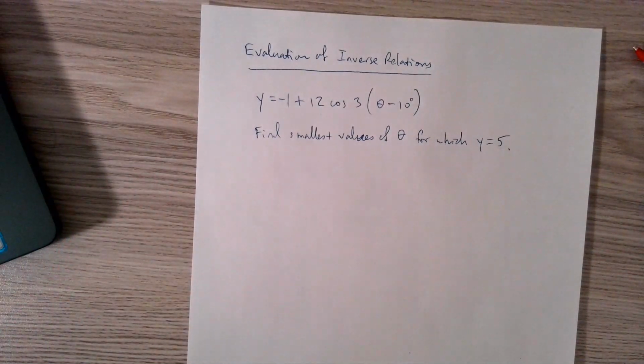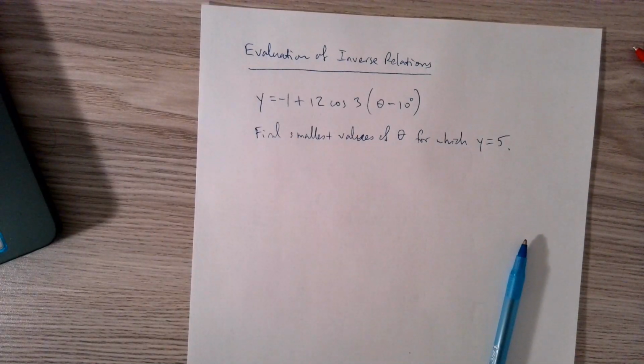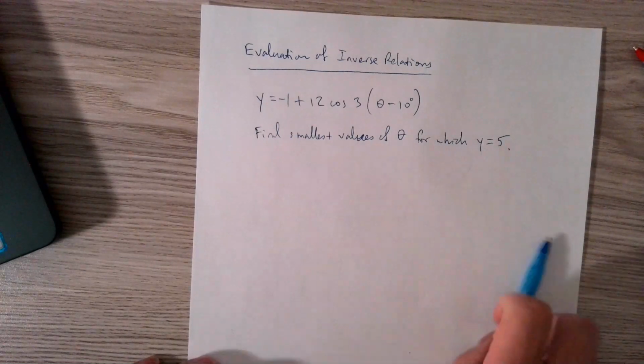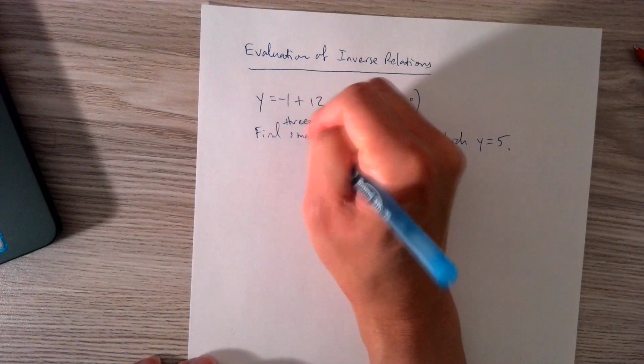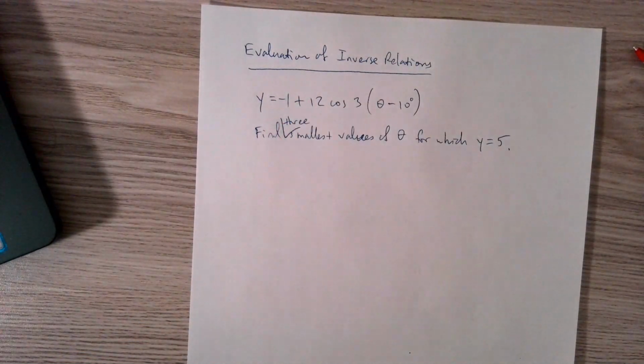So since these are circular functions, there are an infinite number of thetas where y equals 5. So I just want, find the three smallest. I just want the three smallest values of theta for which y equals 5. Okay, so I'm going to start isolating theta, and then along the way I'll input 5 for y, but I'm not going to do it at the very beginning.